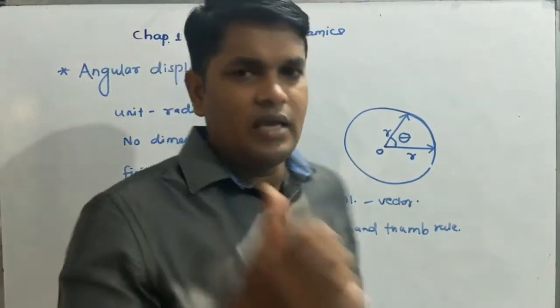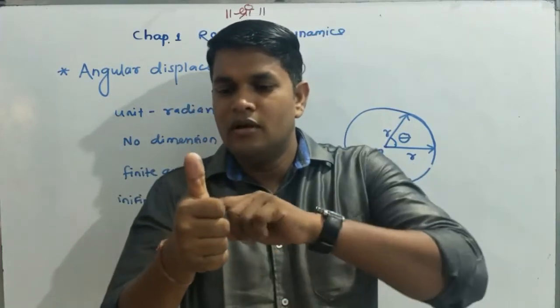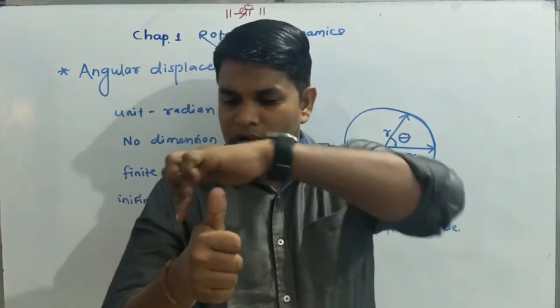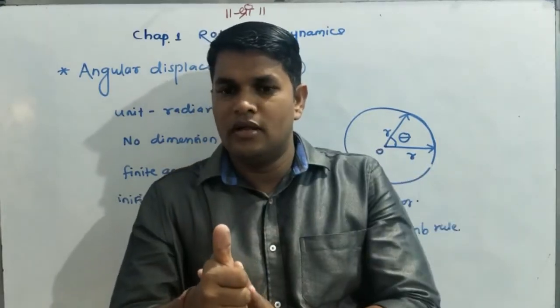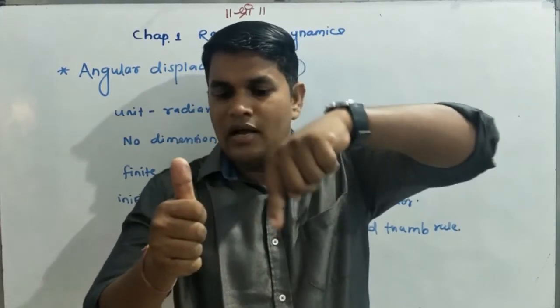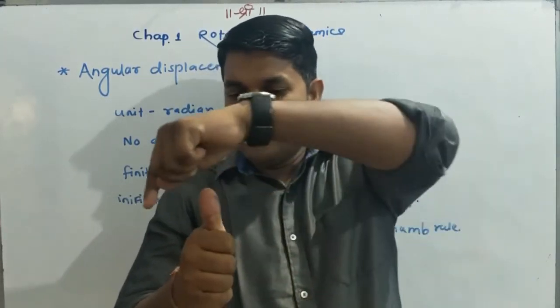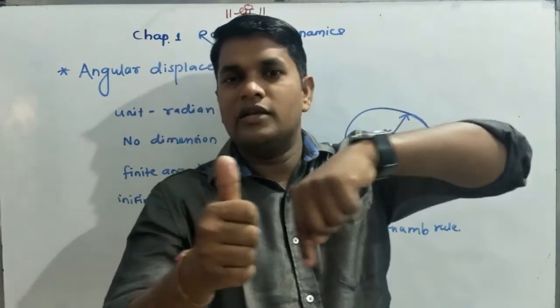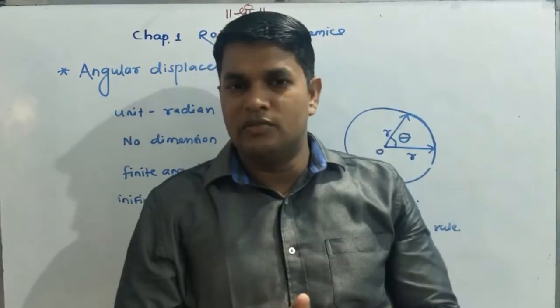For that, imagine the right hand with folded fingers. What is the right hand thumb rule? Imagine the right hand with folded fingers and the thumb outstretched. If the folded fingers give the direction of rotation of the particle, then the thumb gives the direction of angular displacement.